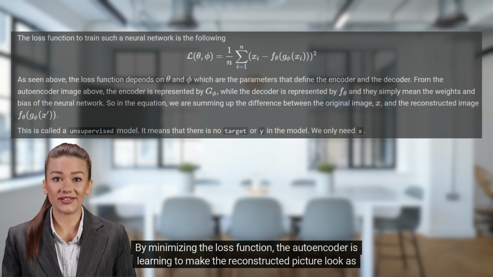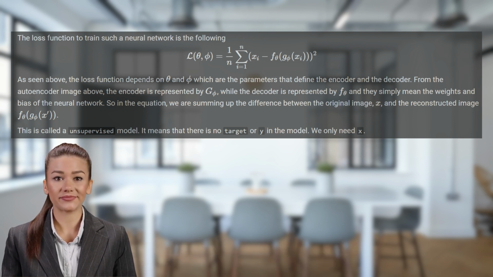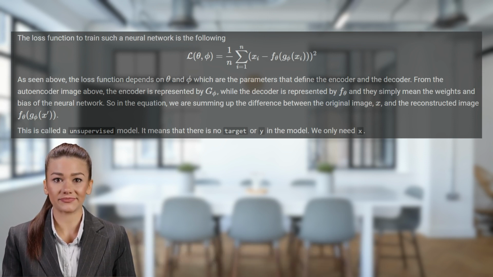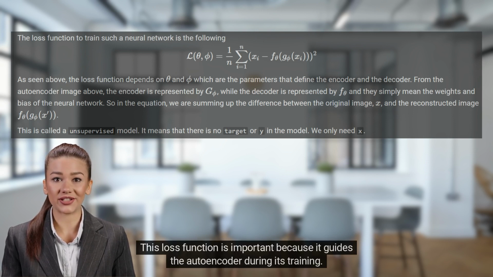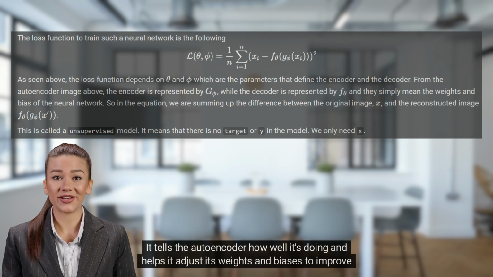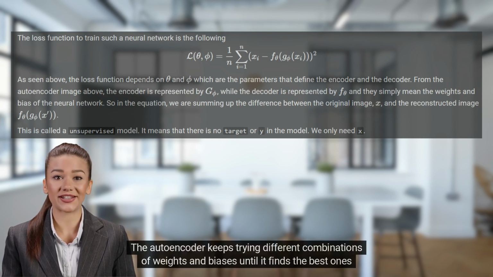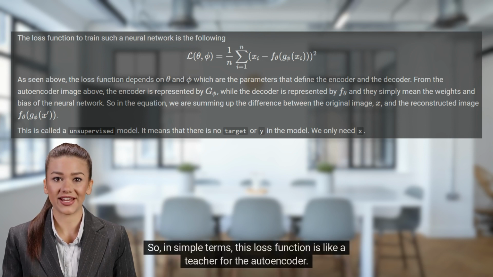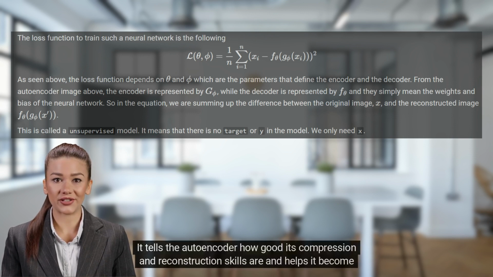By minimizing the loss function, the autoencoder is learning to make the reconstructed picture look as close to the original picture as it can. In other words, it's trying to do the best job possible at compressing and then reconstructing the data. This loss function is important because it guides the autoencoder during its training. It tells the autoencoder how well it's doing and helps it adjust its weights and biases to improve its performance. The autoencoder keeps trying different combinations of weights and biases until it finds the best ones that minimize the difference between the original and reconstructed data. So, in simple terms, this loss function is like a teacher for the autoencoder. It tells the autoencoder how good its compression and reconstruction skills are and helps it become better at its job.